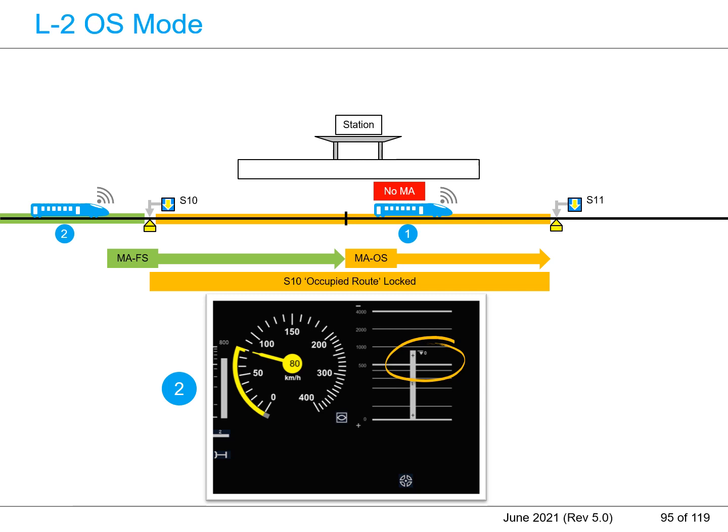The MA with FS mode covers the distance from the front of the train to the end of the section, which is proven clear by the interlocking system. The MA with OS mode covers the remaining distance of the S10 route, that is not proven clear by the interlocking system. The start of the OS mode location is the EOA of the FS mode. The DMI indicates zero target speed information relative to the FS mode EOA. The train driver reduces the train speed based on the indication on the DMI.